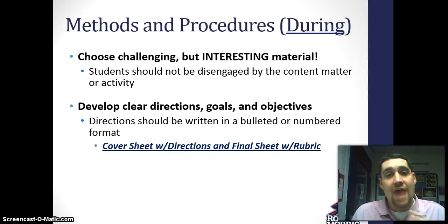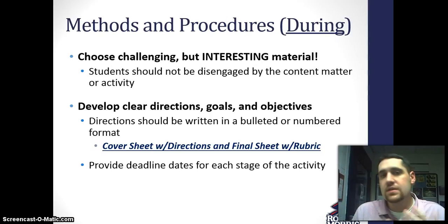What I suggest is have a cover sheet with the directions, and then in the back, so that students understand what their expectations are, have a final sheet with a rubric. That way, they understand fully what they need to accomplish and when they need to accomplish it by.